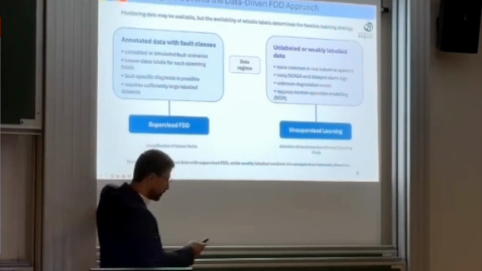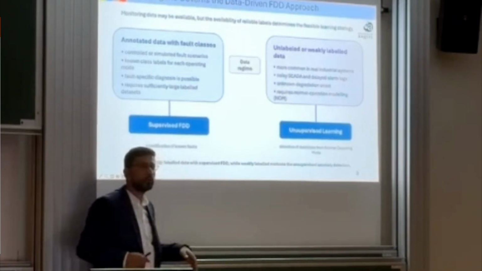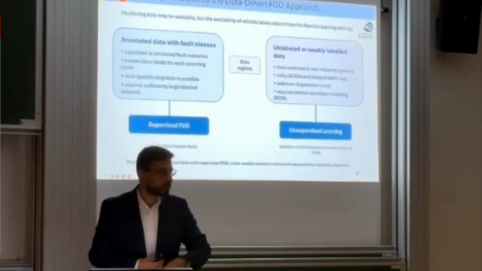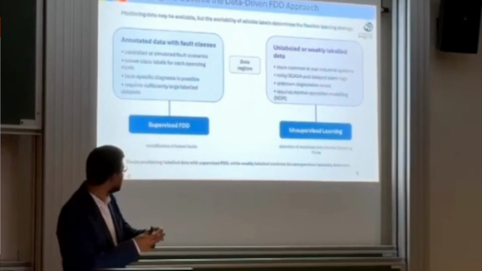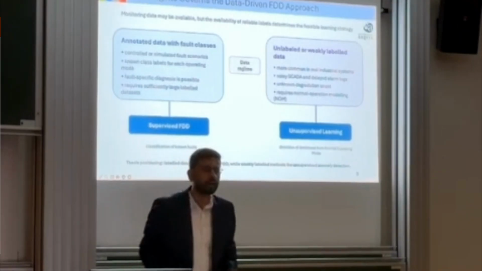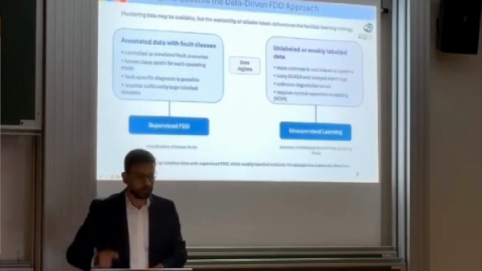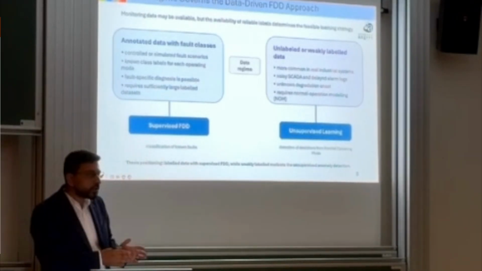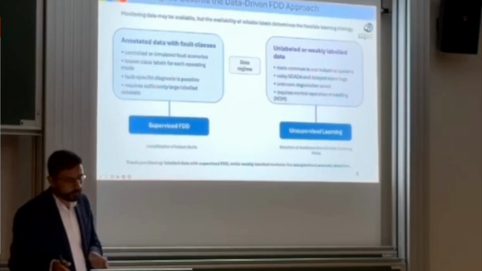In this direction, we can go with supervised FTD, where we are doing classification and prediction based on labeled data and known faults. In the other way, which we would face more with real data, we can have unlabeled or weakly labeled data, where mostly what we know is when the system is operating in a normal way, rather than knowing when the faults are occurring. And this is what we find more in real systems.